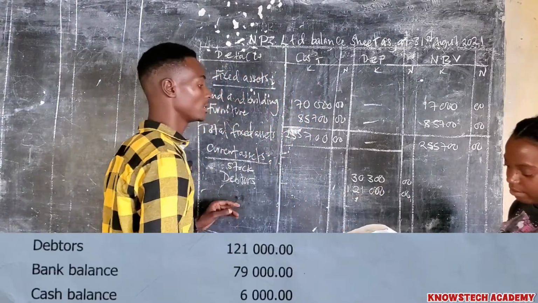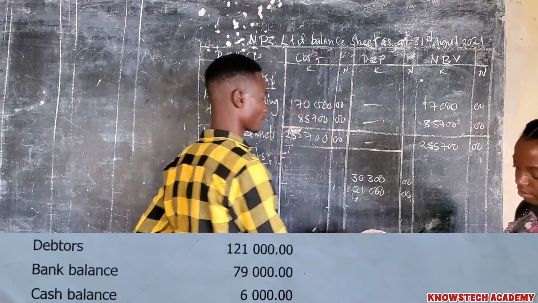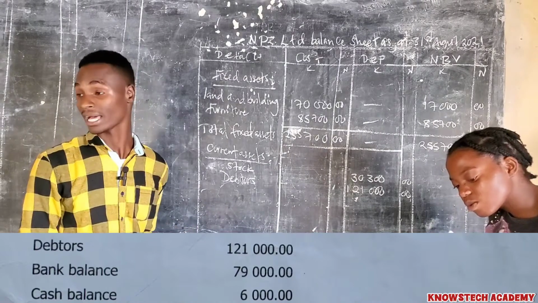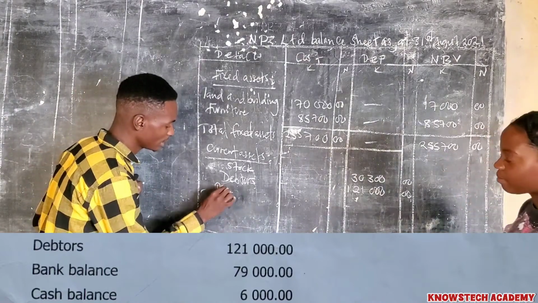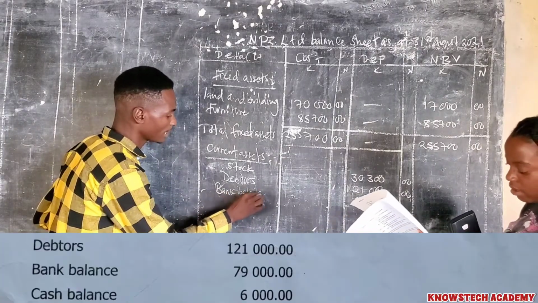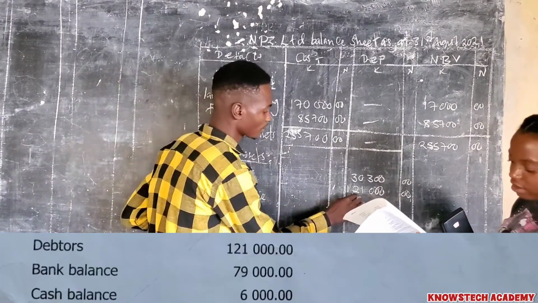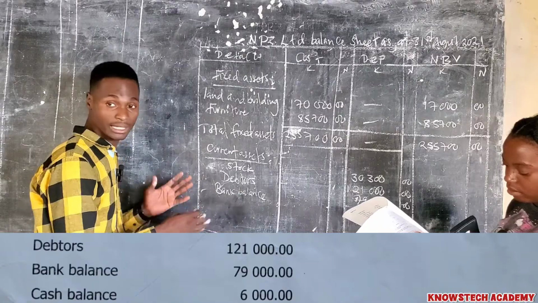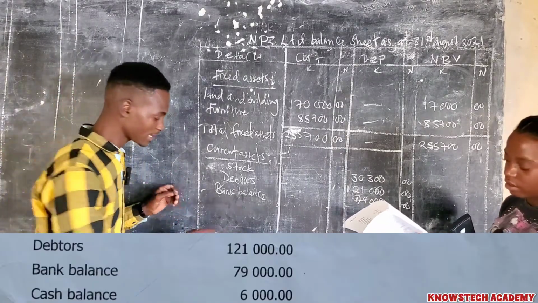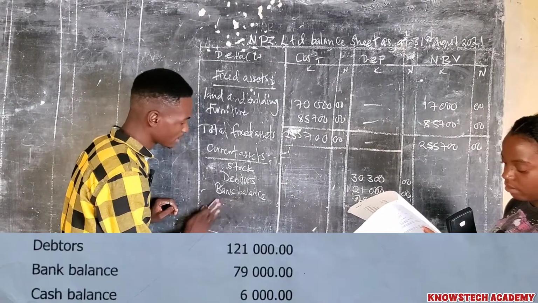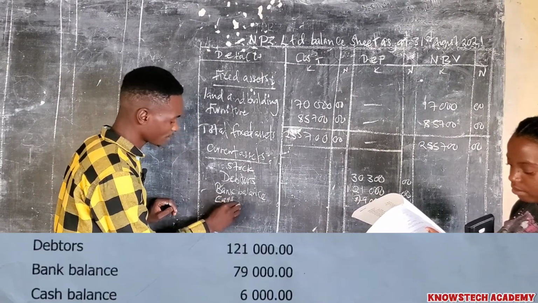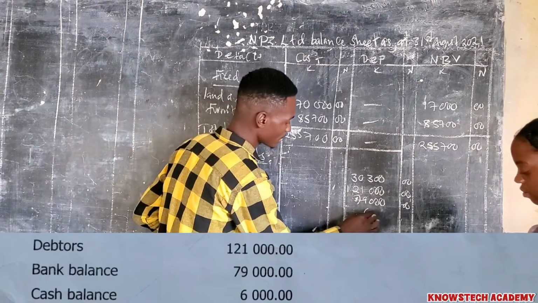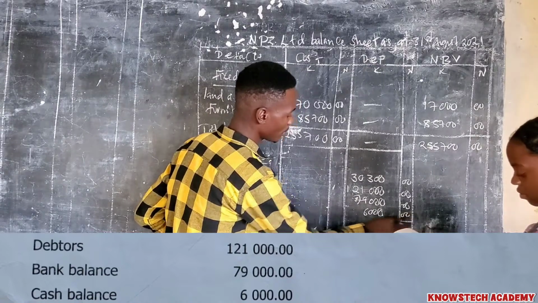Now, listen very well. Do you have cash at bank? We have a bank balance, right? So we write bank balance. How much? 79,000. Do you have cash in hand, or just cash? You have a cash balance. These are current assets. How much? 60,000. Okay.